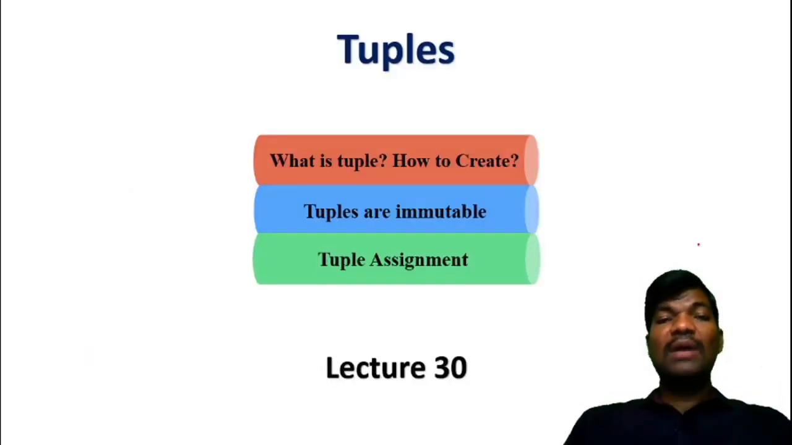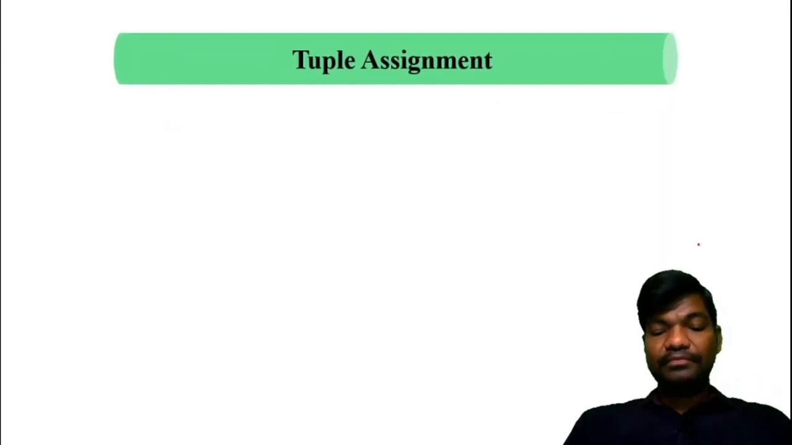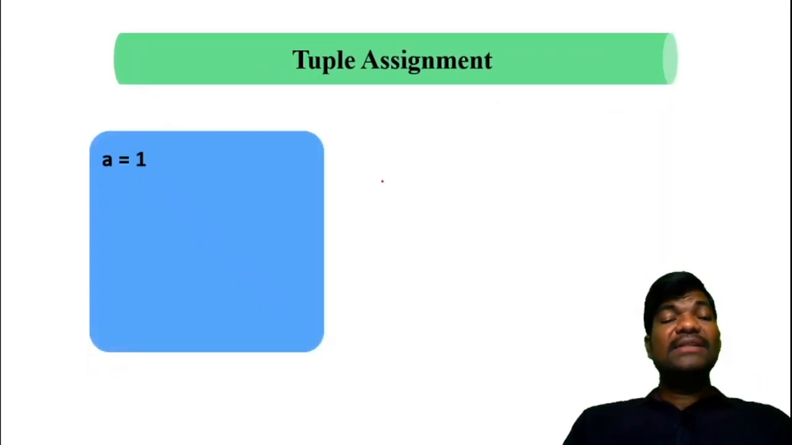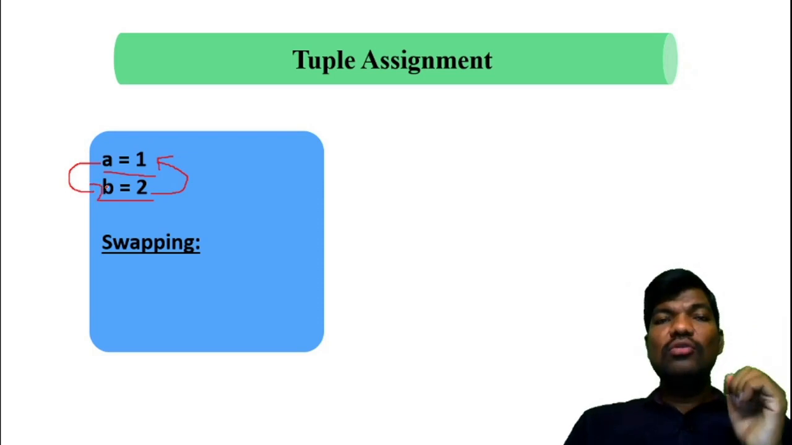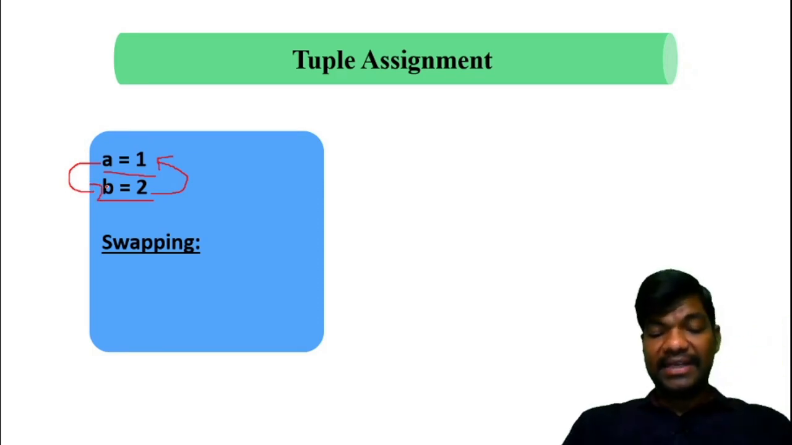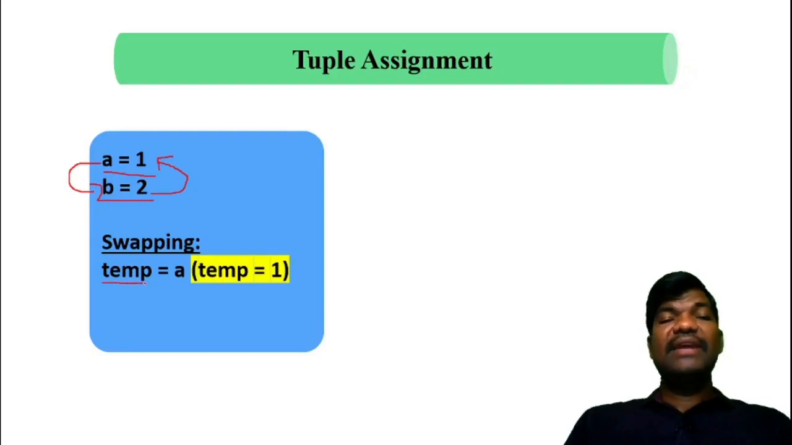Right? Now coming to the tuple assignment. Consider one example, A equal to 1, B equal to 2. Swapping. What is meant by swapping? 2 is transferred to A, 1 is transferred to B. That is called swapping. So how to work with swapping? Let's check it. Take one temporary variable, temp equal to A. What is A here? 1. That's why the temporary value is 1.